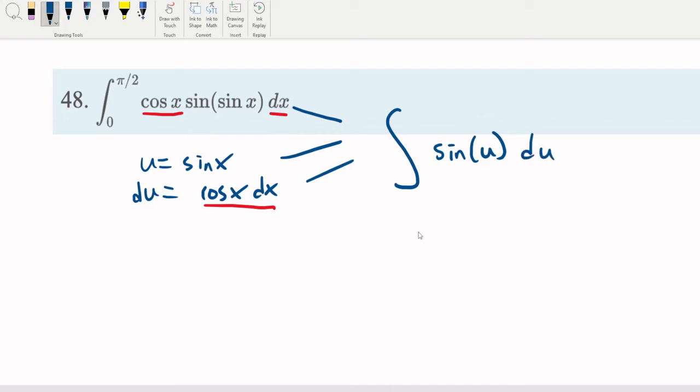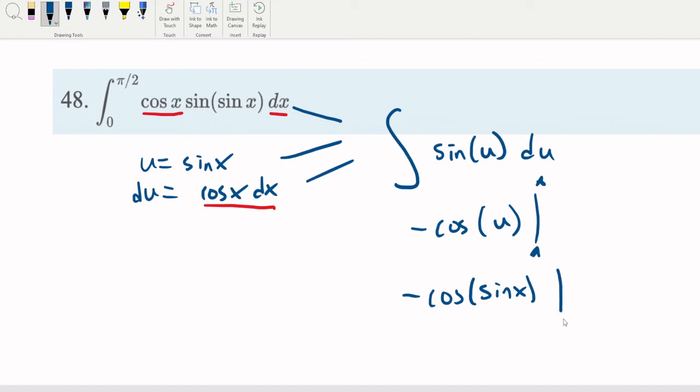Yeah, not too bad. So the antiderivative of that is negative cosine u, right? And then remember, we've got these bounds here that we have to do. And so what we'll do then is plug back in for x. So negative cosine sine x from 0 to pi over 2. Okay. And then we can plug in.